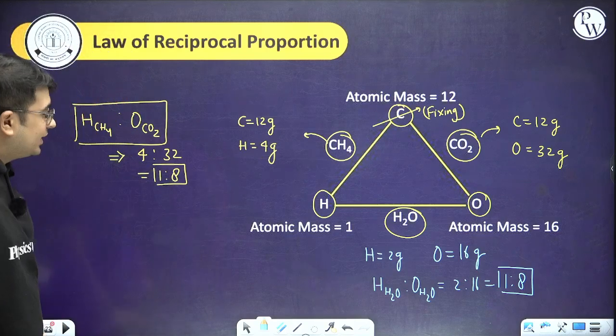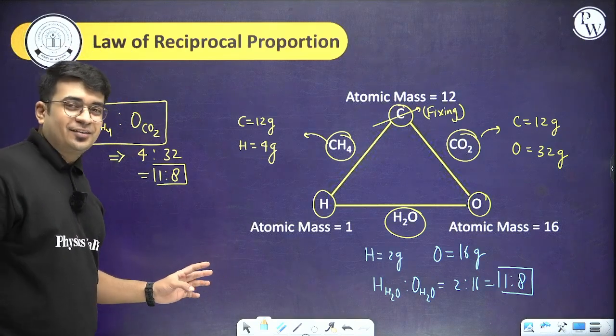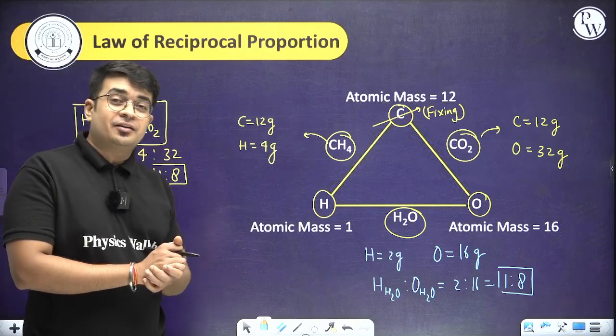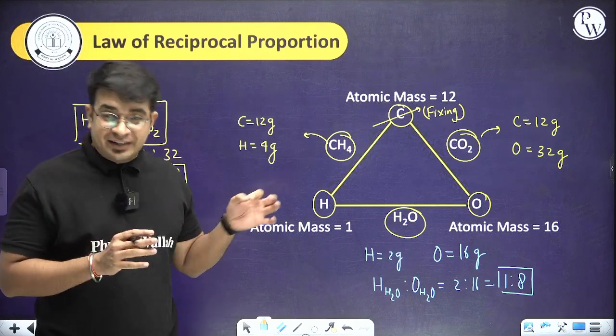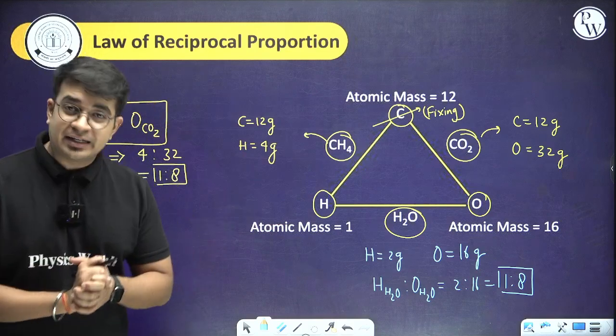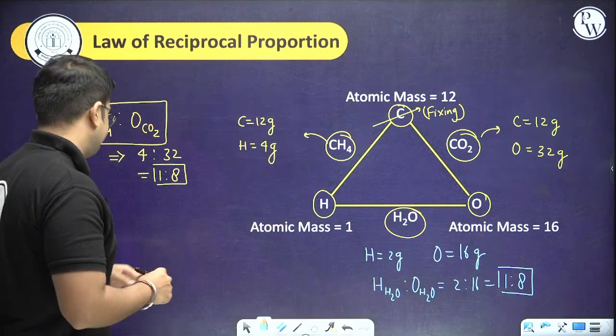Nothing is random in chemistry. Always elements are combining in a very specific manner. That is the actual extract of the entire law of chemical combination.